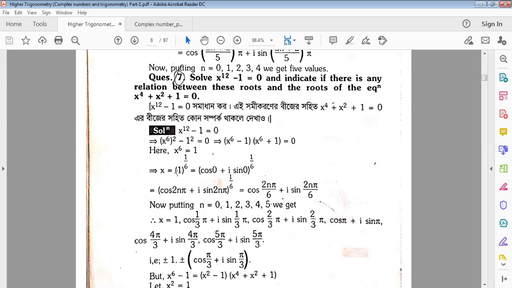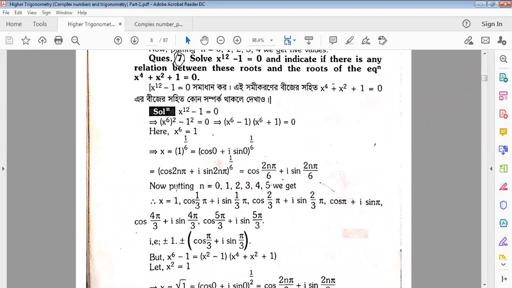This can be written as x equals 1 to the power 1 by 6, taking the 6th root on both sides. Now this one can be written as cos 0 plus i sin 0, right? Cos 0 means 1, sin 0 means only 0. This is why this one can be written as this. Now this cos 0 can be written as cos 2k pi plus i sin 2k pi, by using the properties of trigonometry. This to the power 1 by 6, and this power can be multiplied with the angle. How? By using de Moivre's theorem: cos(2k pi by 6) plus i sin(2k pi by 6).